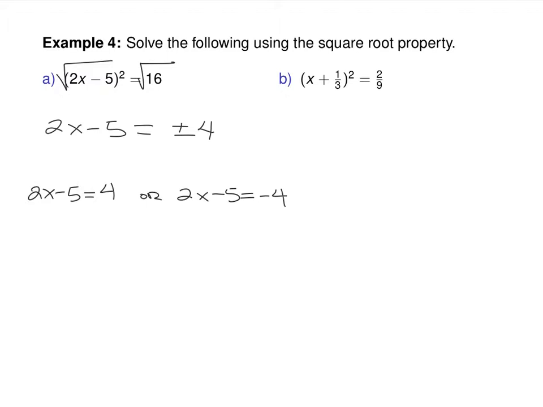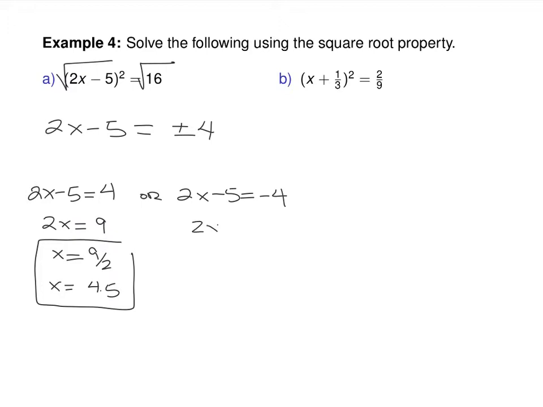And solving both of those will get you the answers that work in this equation. So the first one, you get 2x equals 9. So x is 9 halves or 4.5. Either one's totally fine. The next one, you add 5 and you get 2x equals 1. So x is a half or 0.5.